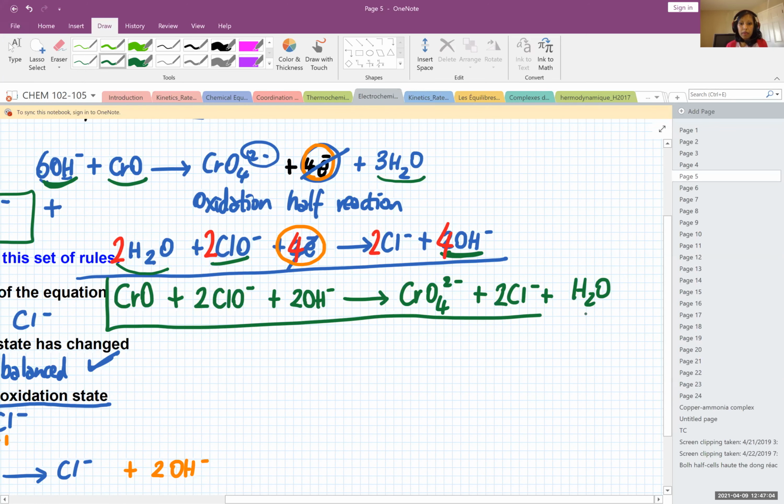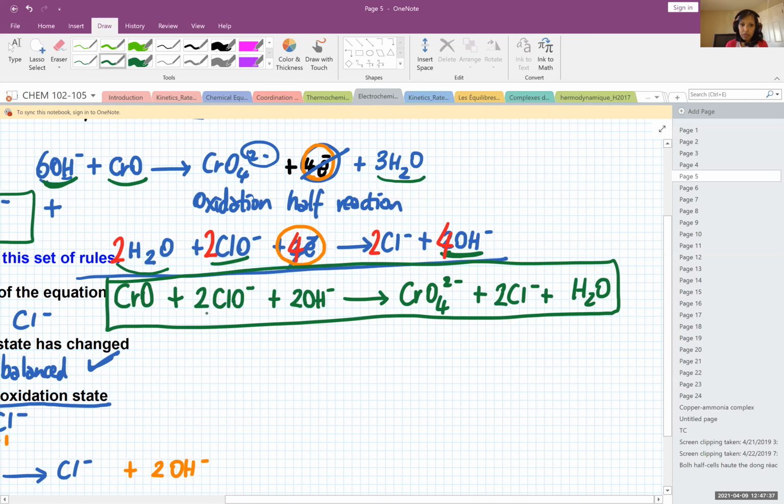So this now is my balanced redox equation. Check it one last time once you get to this point. What we are checking for is if all the atoms are balanced and also if the charges are balanced. This is very important, okay? So 1 chromium, we are good. 2 Cl, 2 Cl, good. Oxygen, we've got 2 and 2, 4, 5. We've got 4 and 1, 5. Check. Hydrogens are balanced as well.